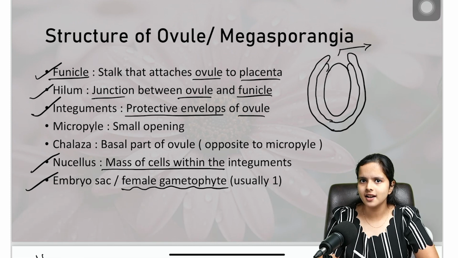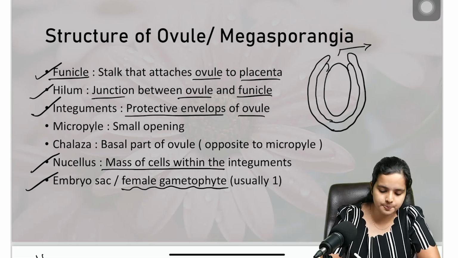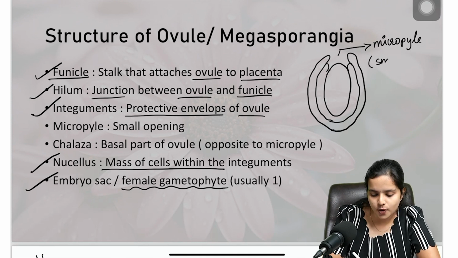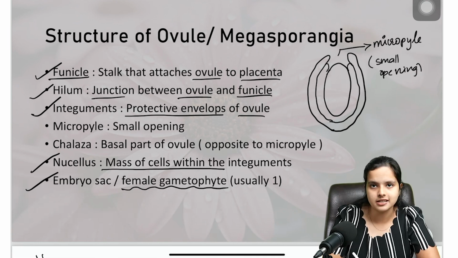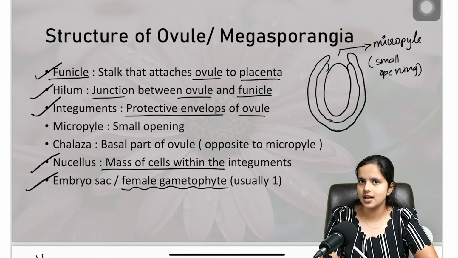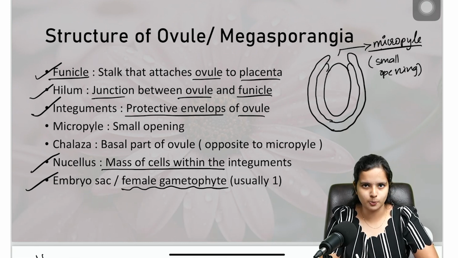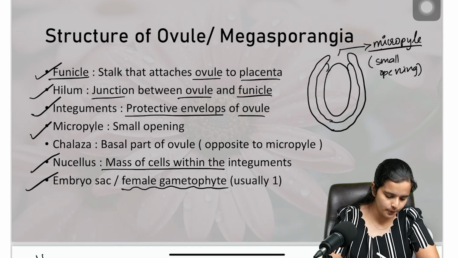Okay, so why would it be there? We'll know it in the later stages. But just know that there is a small part where the integuments are absent, and that part is known as the micropyle. Basically it's a small opening, because there are no integuments over there, no protective envelope, and it's easy to enter. So you enter into the ovule via the micropyle. It's basically a small opening where there are no integuments, okay?